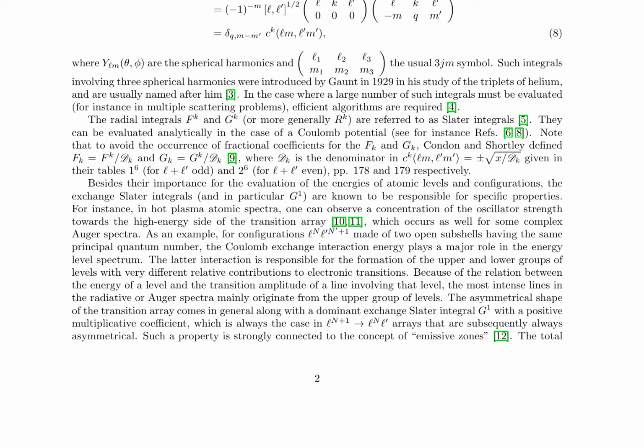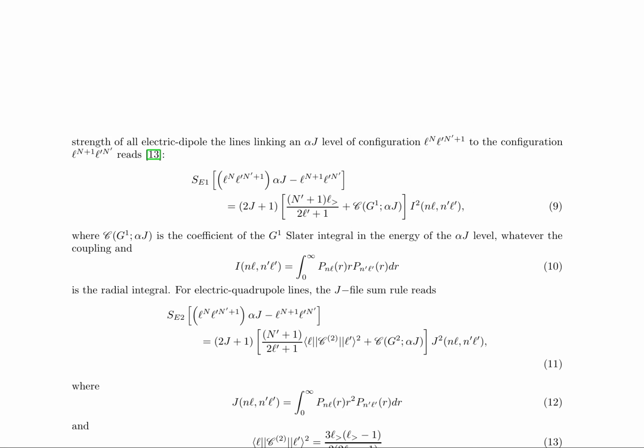The strength of electric dipole lines linking an alpha-J level of configuration l^(n+1) to the configuration l'^(4l'+1) l^n is given by equation 9, involving the coefficient of the G1 Slater integral in the energy of the alpha-J level, C(G1, alpha-J), and the radial integral I(nl, n'l'), defined in equation 10.